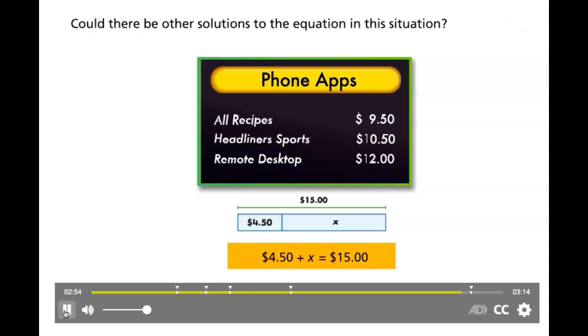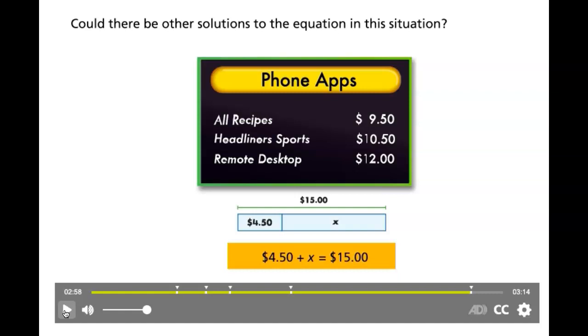Could there be other solutions to the equation in this situation? Anybody could answer? Is there any other solution for this equation? Do you have two or three possible answers for this one? Alana? No, based on these possible answers, the only solution is the Headliner Sports. Do you agree with that, Urain? There's only one solution to this problem?